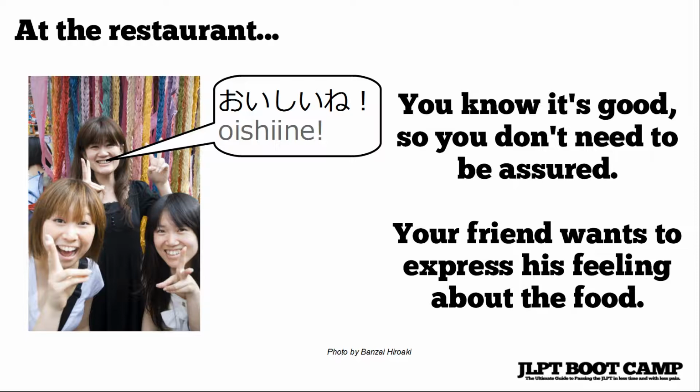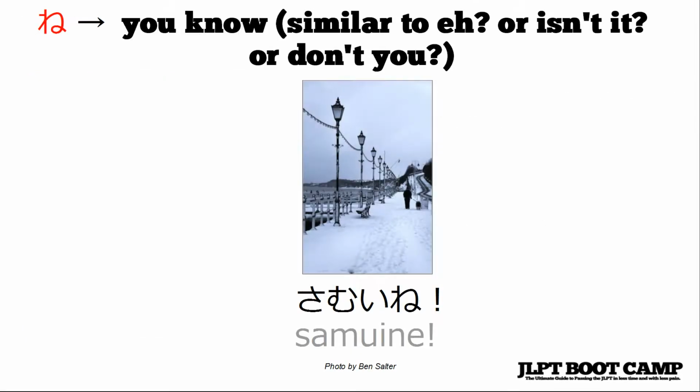Oishii ne, hey, agree with me. This is really good, don't you think? It's good. It's some good food. Is kind of what your friend is trying to convey here. And so, yeah, ne, it means you know. It's similar to a, or isn't it, or don't you. These tag questions that people use in English to get an agreement or get an opinion from someone.